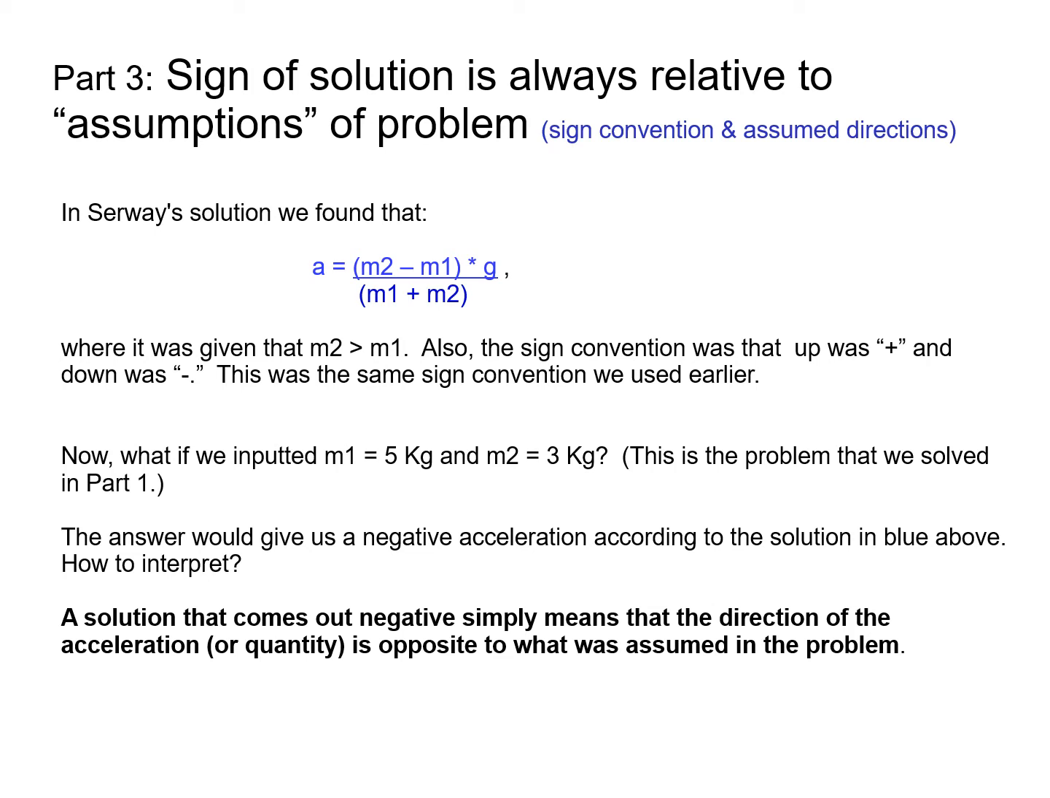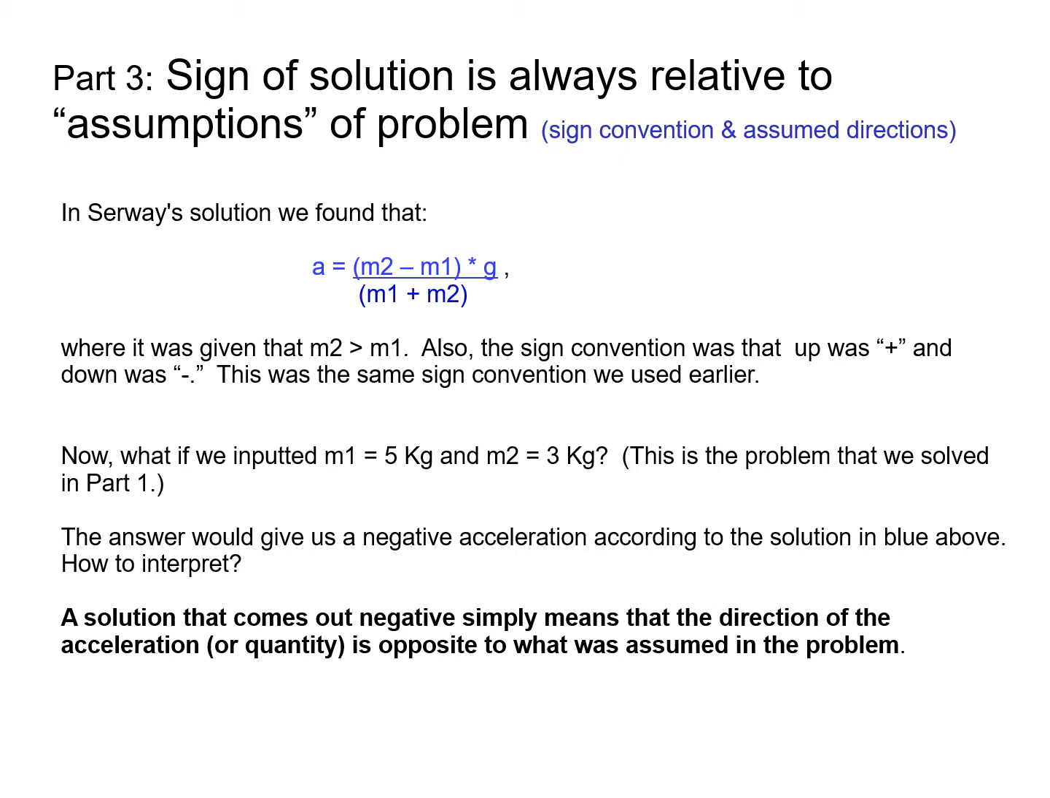But what happens if someone came along, saw Surway's solution, and put in random numbers for the masses? For example, what would happen if someone plugged in m1 equals 5 kilograms and m2 equals 3 kilograms into Surway's formula? The numerator would then be 3 kilograms minus 5 kilograms, which equals negative 2 kilograms, and the answer comes out negative. The implication is this: since the answer is negative, it means that Surway's assumed directions need to be flipped. That is, m2 moves in the up direction and not in the down as assumed by Surway. Further, m1 would move down and not up as previously assumed by Surway as well.